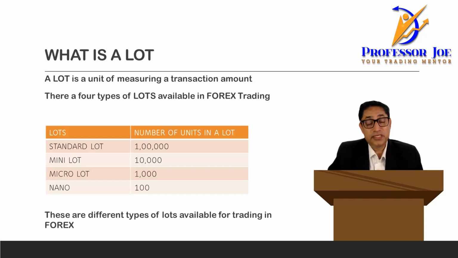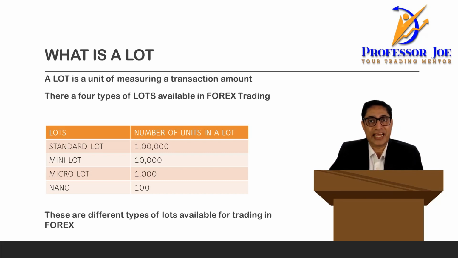After the pips, the second important thing that every trader should know is the different sizes of lots available to purchase in a Forex market. So in a Forex market, every time you purchase a currency, you have to purchase it in lots. So there are 4 options available.